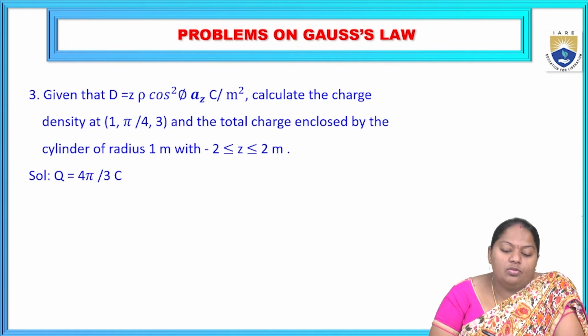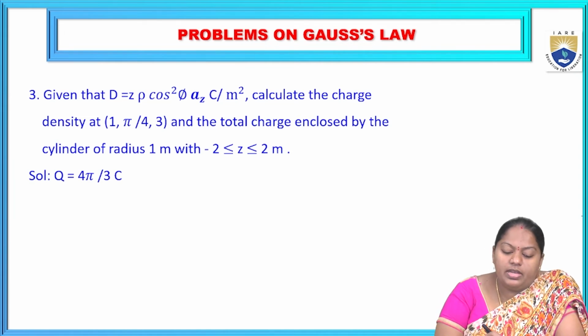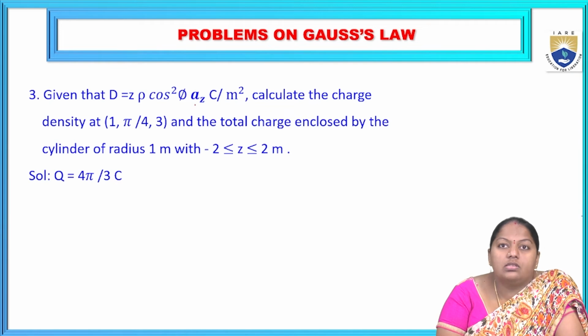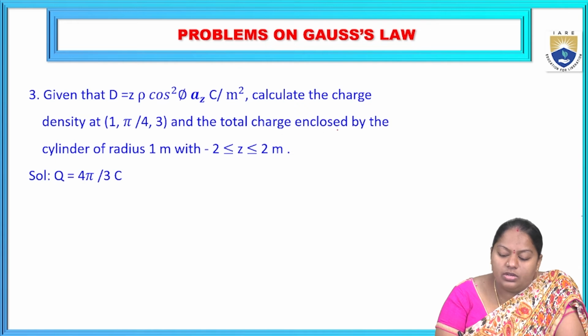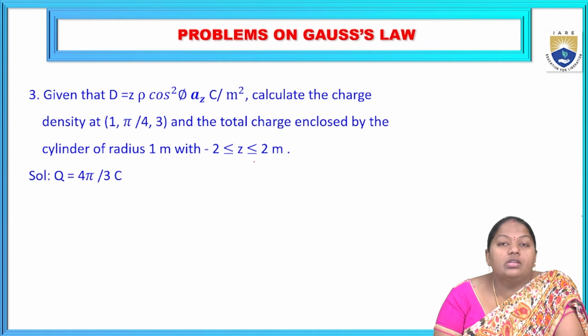Next, again a problem on Gauss law. Given D equal to Z rho cos square phi AZ coulomb per meter square, calculate the charge density at (1, pi by 4, 3) and the total charge enclosed by the cylinder of radius 1 meter with minus 2 less than or equal to Z less than or equal to 2 meters.